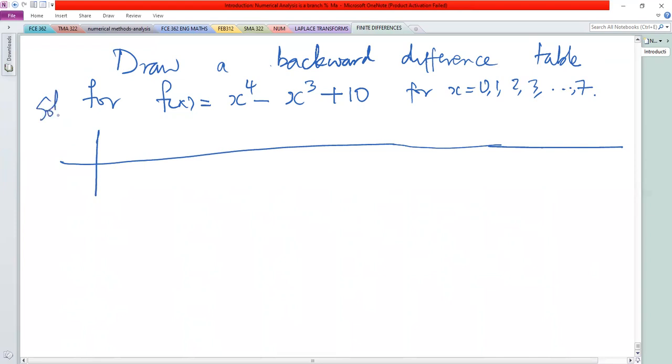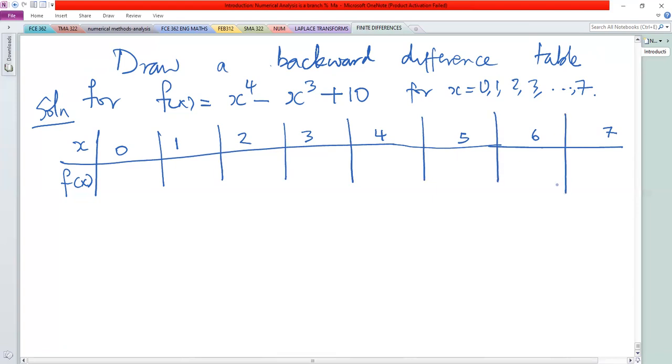So solution, we'll have x and then f of x. So 0, 1, 2, 3, 4, 5, 6, and then 7. Now, when x is 0, the value of the function will be 10. 1 will also have 10. 2 will have 18. 3 will have 64. 4, 202. 5, 510. 6, 1090. And 7, 2068.